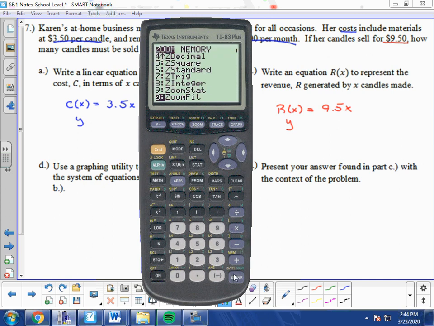Zoom fit. What this is going to do is adjust the window to better fit my graph based on what I wanted from 0 to 250. So now this gives me a 0 to 250 on the x-axis, and it fits it on the y-axis, and I can see the intersection.